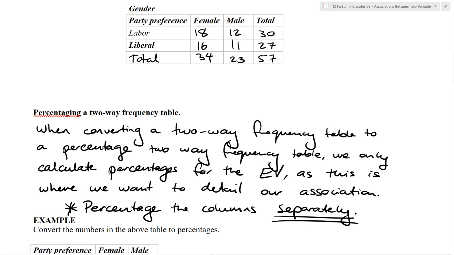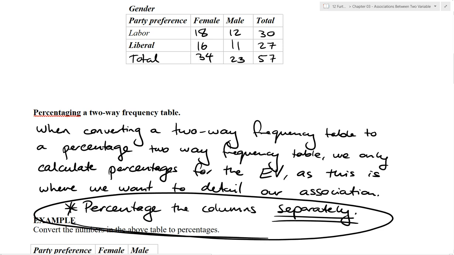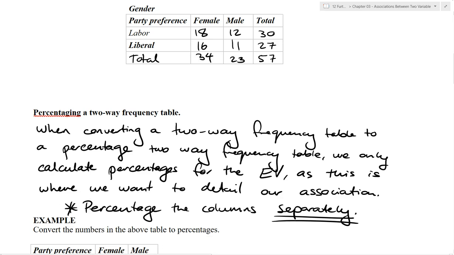It's really important when you're doing a percentage two-way table, because we're trying to determine if males and females actually have an association with Labour and Liberal, i.e., does your sex actually fairly predict or give us a good chance to predict your voting preference? We only percentage the columns separately, and we only percentage down. You only need to calculate percentages for the explanatory variable.